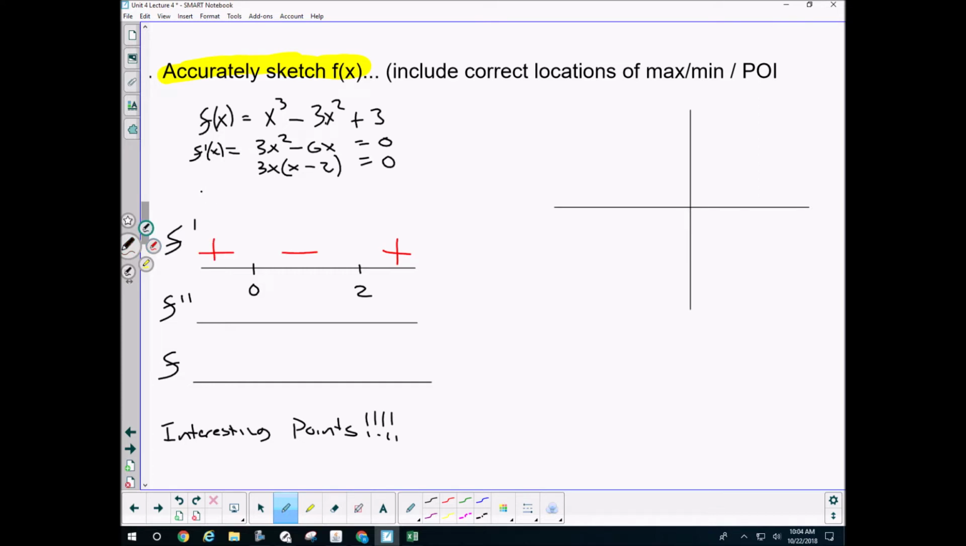For f double prime, I'll get 1. And we'll have positives and negatives. This is very standard, very simple, this type of function. It's sign analysis for f prime and f double prime. Plop all three of those down.